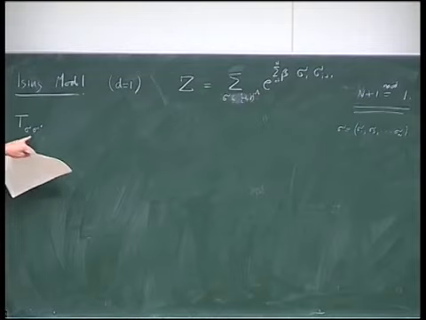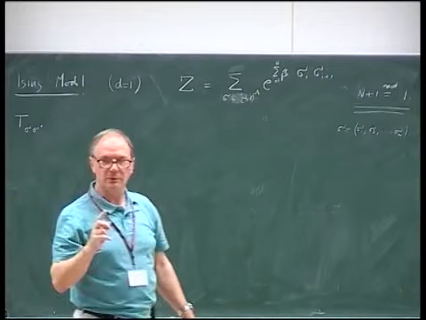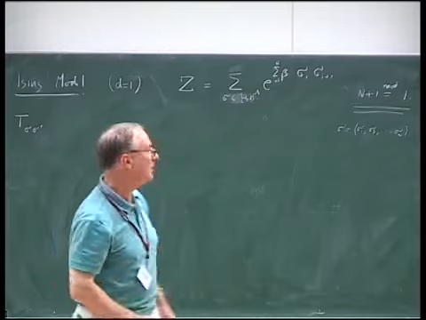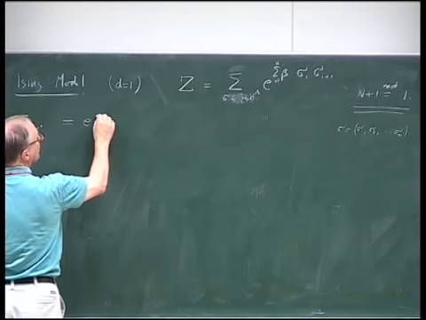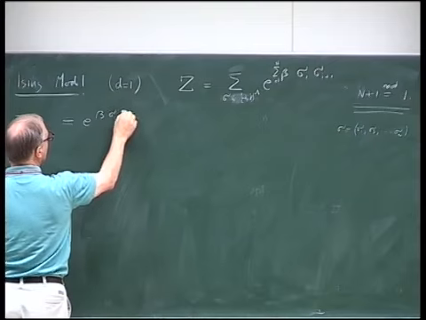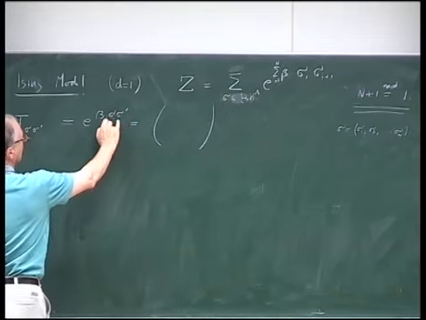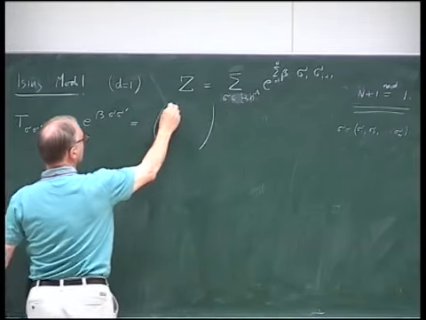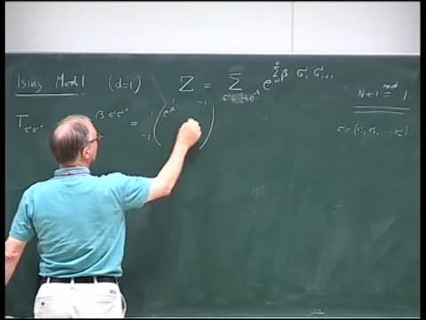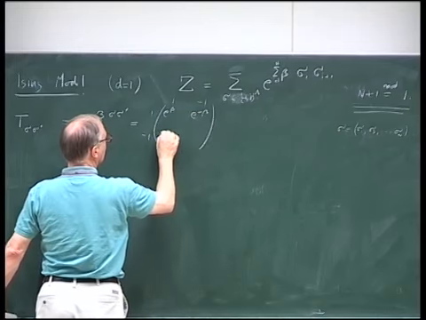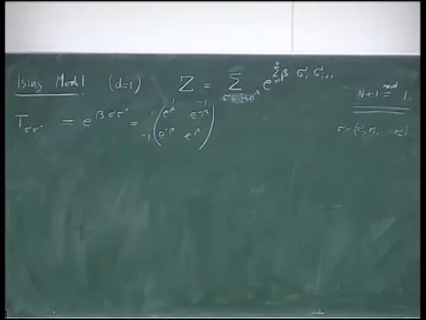Now, T sigma sigma prime, what we're doing is we're just taking one spin, sigma, which is +1 or -1, and sigma prime is the same thing. And it's this matrix, e to the beta sigma sigma prime. If I write it out as a 2 by 2 matrix, taking sigma and sigma prime both to be 1, I get e to the beta. Here I get e to the minus beta, e to the minus beta, e to the beta. It's a very simple 2 by 2 matrix.